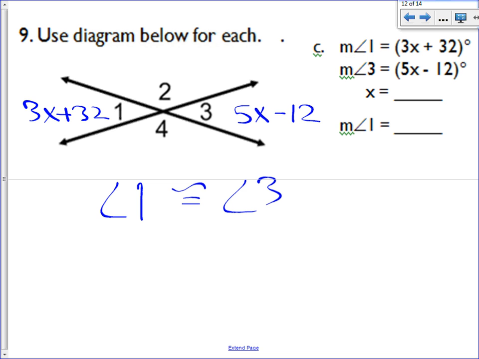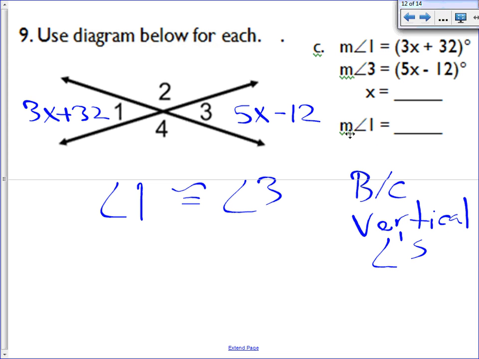The 2 angles are congruent. Why? Because they're vertical angles. And as we said before, vertical angles are always congruent. Not sometimes, they're always congruent. So if the angles are congruent, what's true about the measurement of the angles? They're equal to each other.